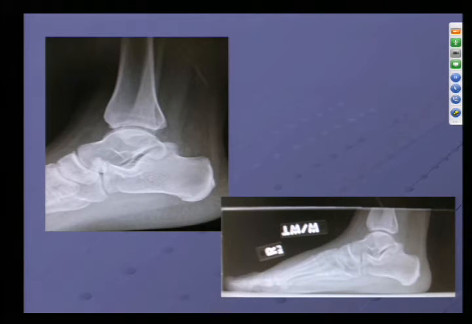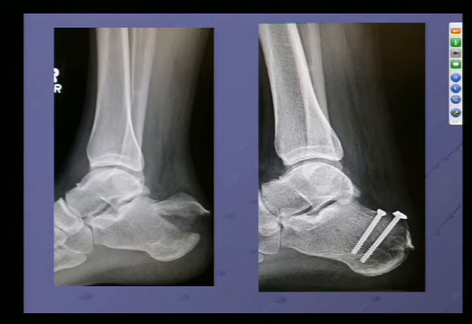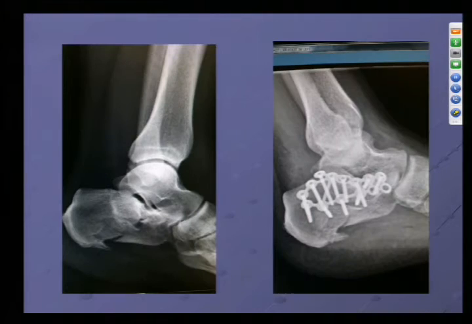And then same thing on this one. This one might be a little bit more of a chronic one, but it looks like there's a little increased density to this area, and that's all you see there. This one's more obvious, but just where that Achilles tendon attaches, it pops off that large bone fragment, and this shows how it goes back together.